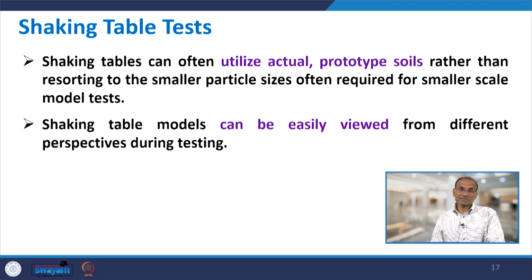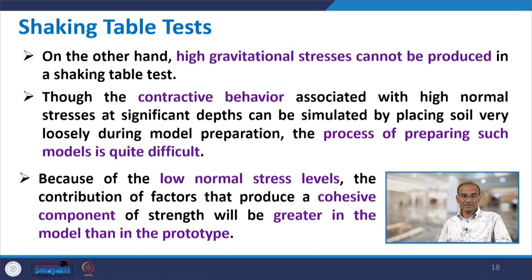Shaking tables can utilize actual prototype soils rather than restricting to the smaller particle size, which is often required for a smaller scale model test. Because the tank is quite big, you can see the soil samples, particularly when you carry out the liquefaction testing. When water comes on top of the soil specimen, the visibility is very good in this test. They can be easily viewed from different perspectives during testing, including for liquefaction.